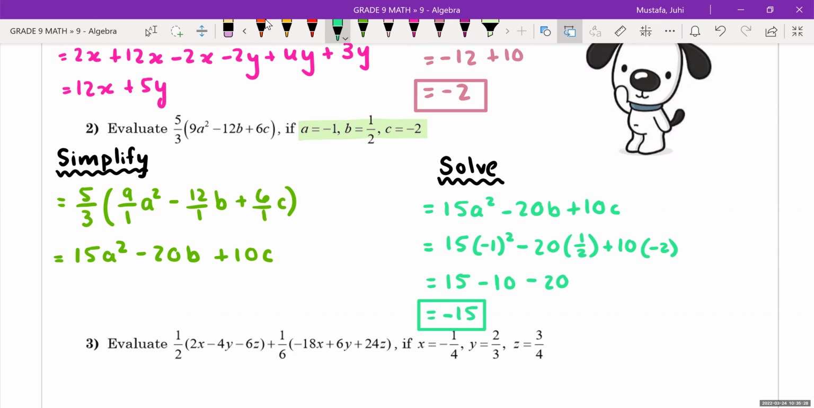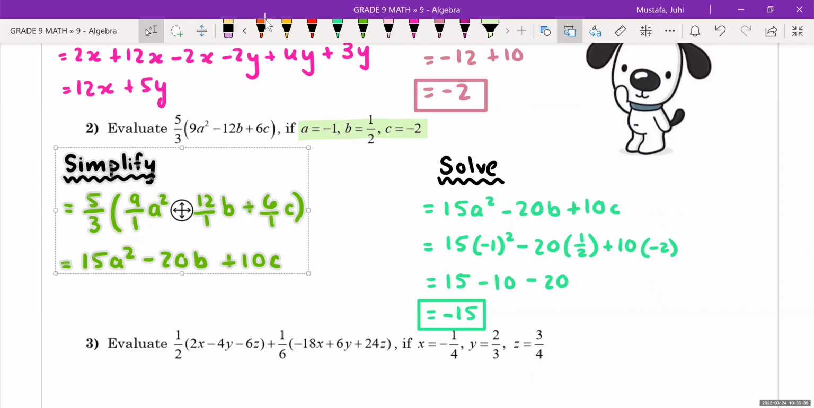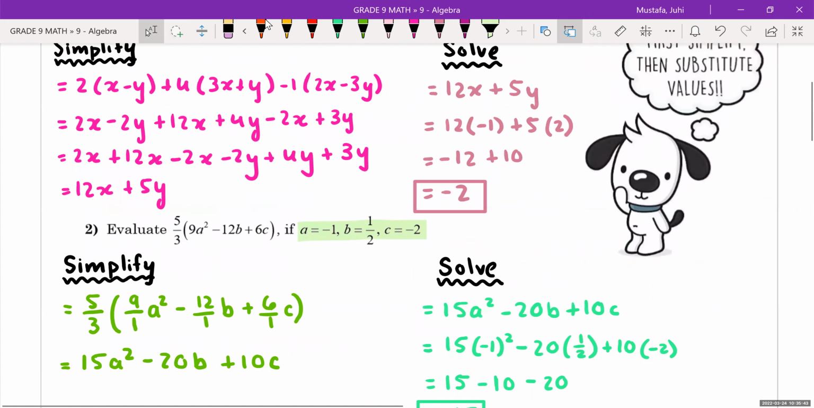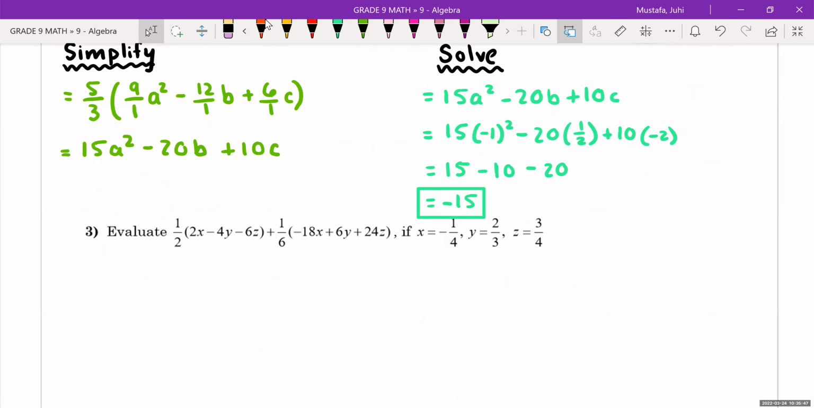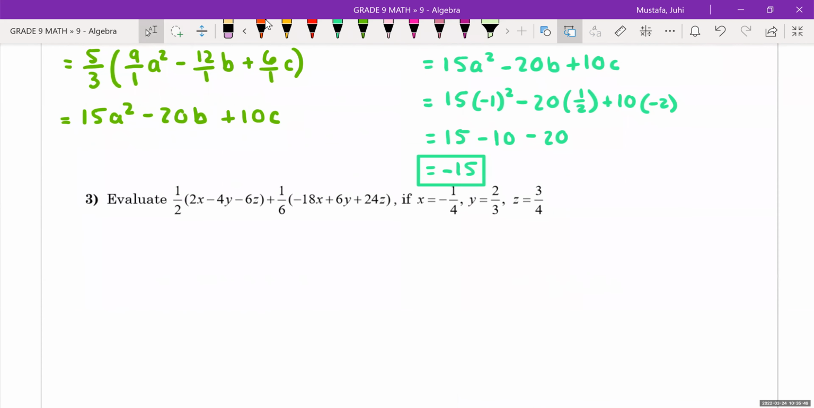For those of you that were working ahead, did you get this as an answer? Yeah? Okay, great. All right, last question, you guys. And the last question is a little bit more complicated one. I'm going to pause here. Go ahead and try to simplify this.